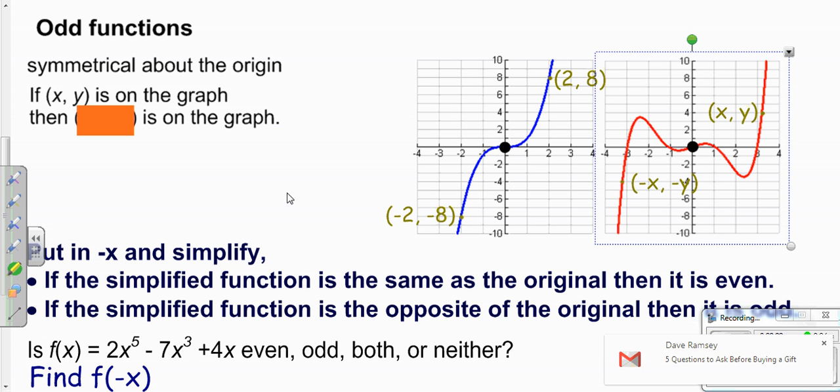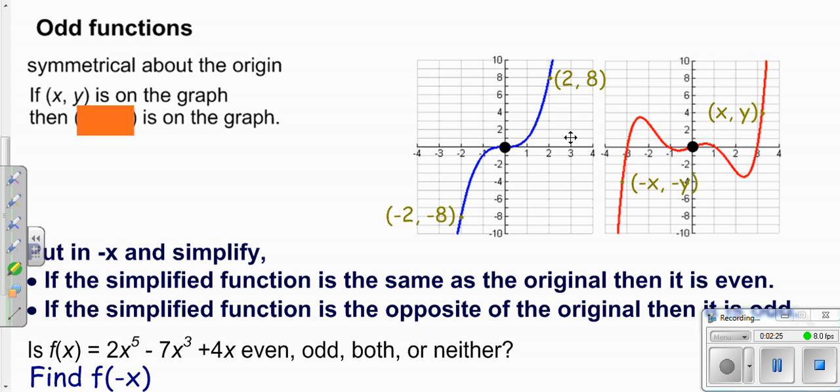So let's go ahead and talk more about that. If I have a point that's, say, 2 units over and 8 units up, if I rotate it 180 degrees, it would have to put me down here, which would be then 2 units left, and 8 units down. So if I put in a point (2, 8), I have to have a corresponding point of (-2, -8). Same idea here. If I have a point (x, y) where I go so many units over and so many units up, I've got to have this same corresponding point where I go that many units to the left and that many units down.